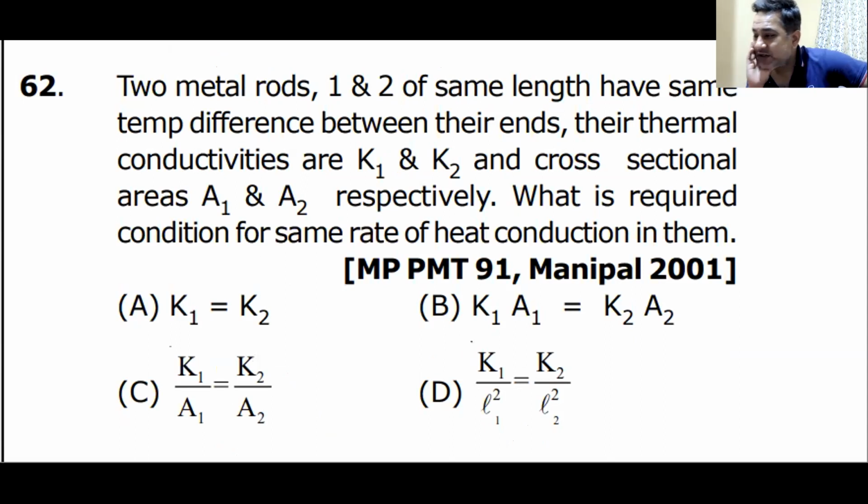Two metal rods, 1 and 2, of the same length and have the same temperature difference between their ends. What do you understand by this? They have the same length and they have the same temperature difference between their ends. Are they in series or are they in parallel? Are they in series or are they in parallel, beta?